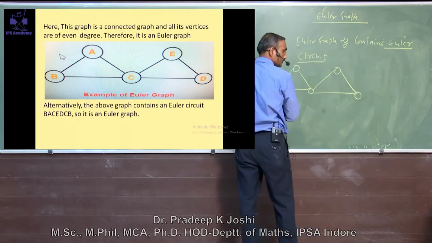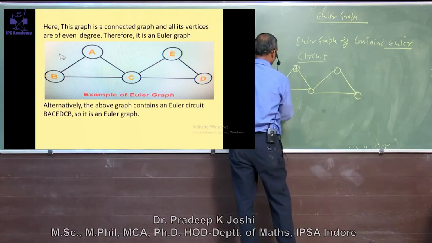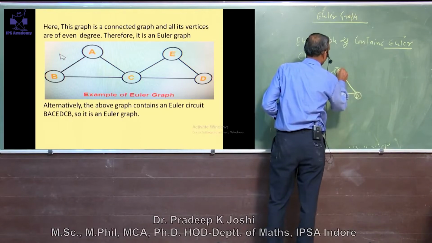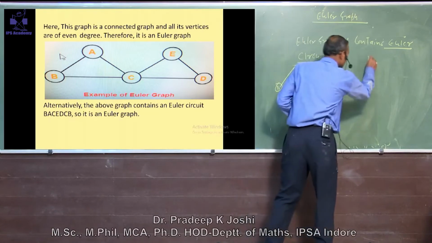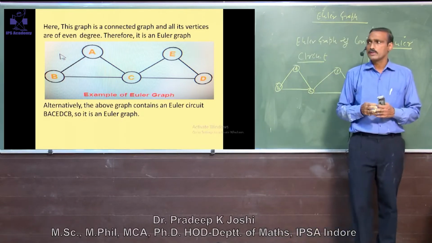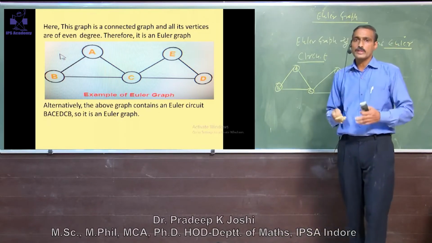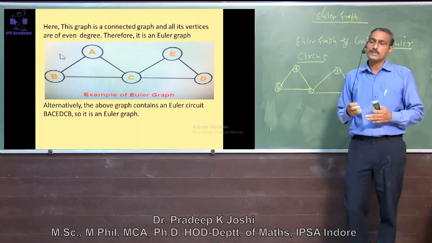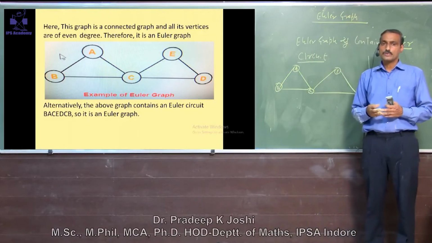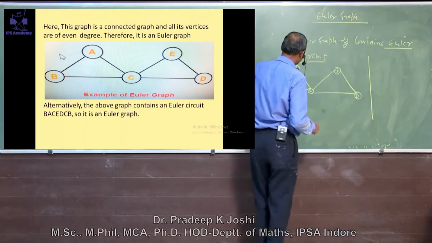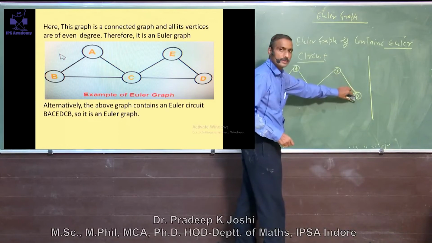Okay, so this is A, B, C, and this is D and E. We consider two definitions here. First, if any graph has all even degrees, then the graph is an Euler graph. The other definition is if any graph has an Euler circuit, then the graph is known as an Euler graph. So first, let's see if all vertices have even degree.